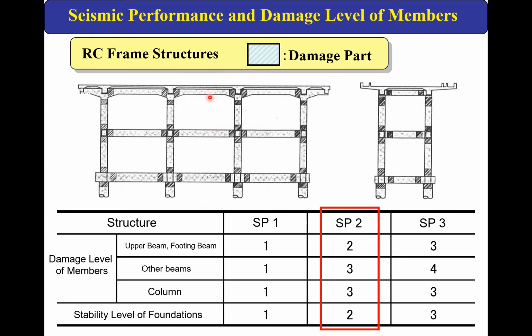But originally, beams were strong. That's why columns should be damaged. Then, after that, engineers will repair or retrofit columns appropriately. But that's the basic philosophy of railway structure seismic design.